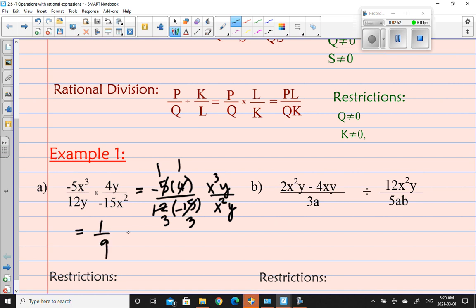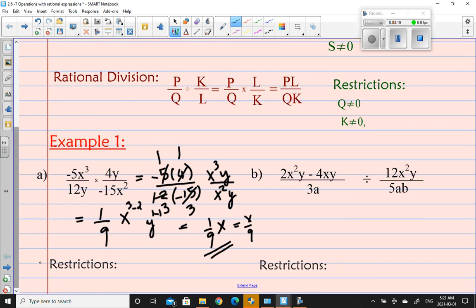And then for the exponent part, it's x cubed divided by x squared is x to the power of 3 minus 2, and y to the power of 1 minus 1, which is 0. So it simplifies to 1 over 9 x, and y to the power of 0 is 1. So you just leave it as 1 over 9x. Or you could just say it's x over 9. Okay? And the restriction here is that, if you see the question, you have a y and an x in the denominators, so x cannot be 0 and y cannot be 0.